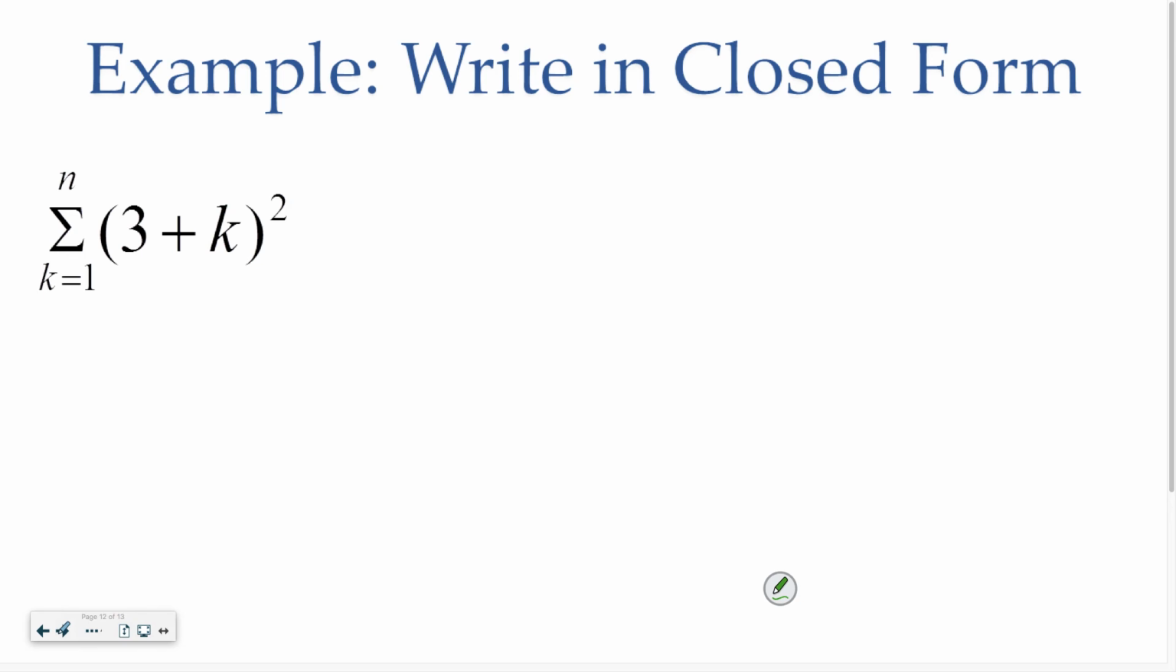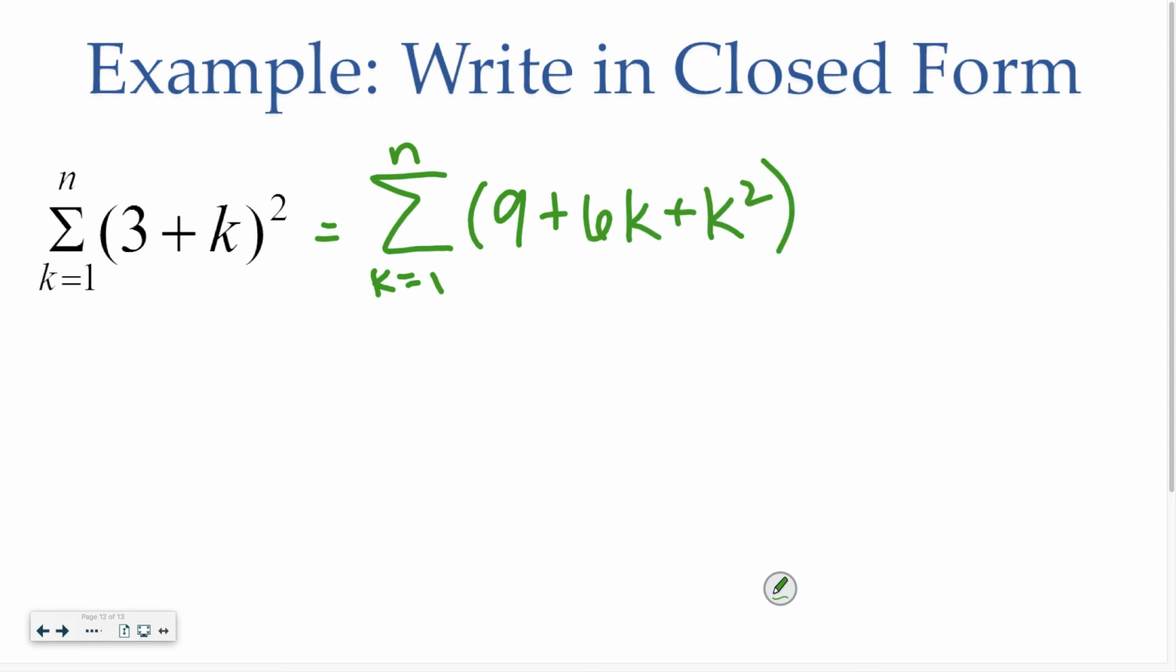Notice how we're starting at k equals 1, but then we're going to n. Before we can use any of our shortcuts, what are we going to have to do? Okay, we're going to have to distribute. So we know that 3 plus k, the quantity squared, is 9 plus 6k plus k squared. Do you agree with that?